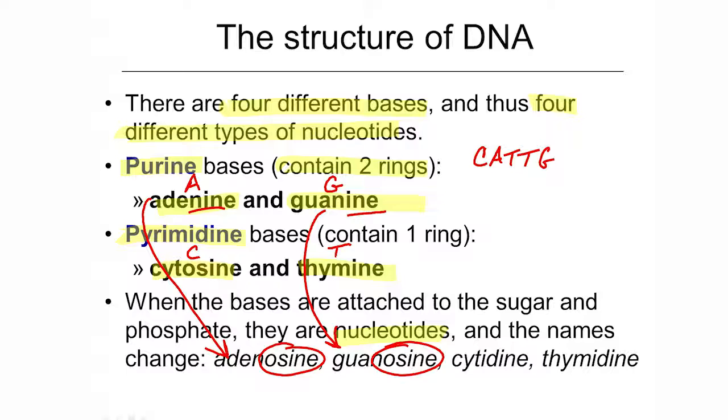The cytosine and thymine change in a little bit of a different way. Cytosine becomes cytidine if it's in a nucleotide, and thymine becomes thymidine. Now, I want to show you pictures of these and talk a little bit more about the naming conventions.